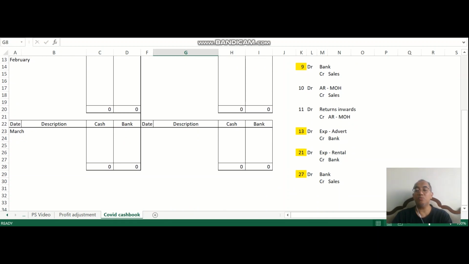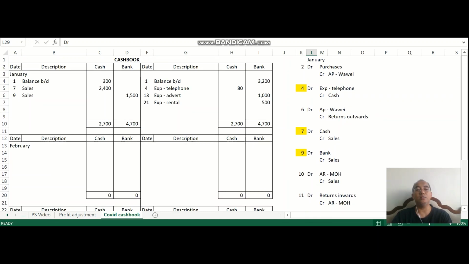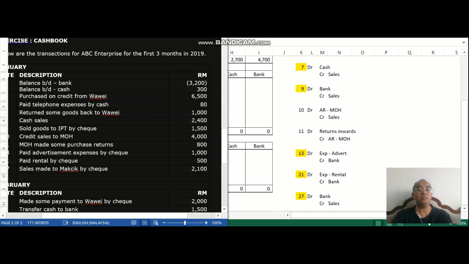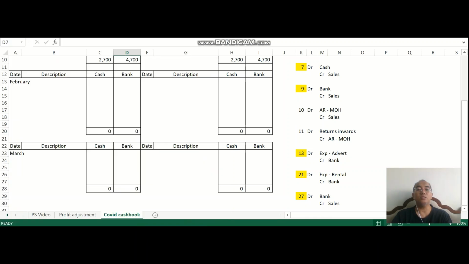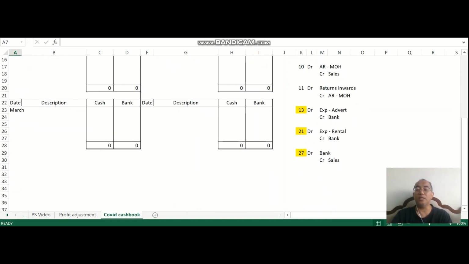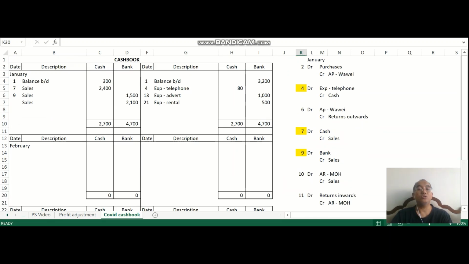And last one on the 27th, debit bank, credit sales. So we have bank over here and it is at debit. So I go to the debit side, under the bank. What is that? You do sales. How much is your sales? 2,100. So I just put here 2,100. You do sales to makcik. I forgot the date. The date is on the 27th. So 27.